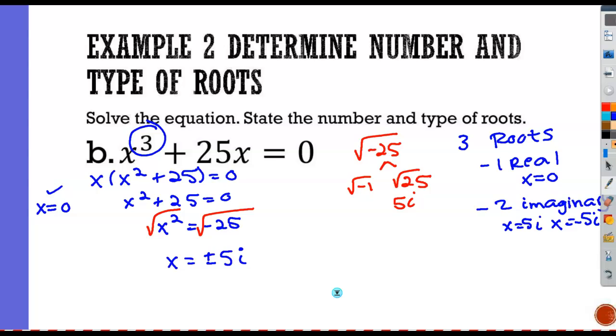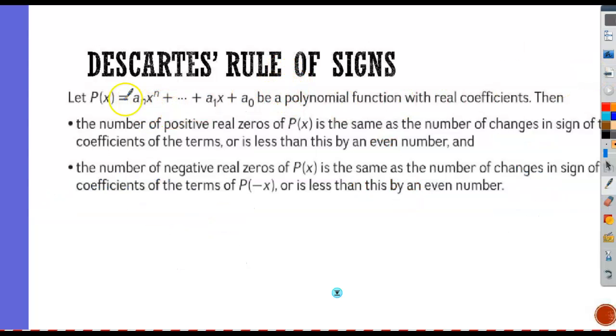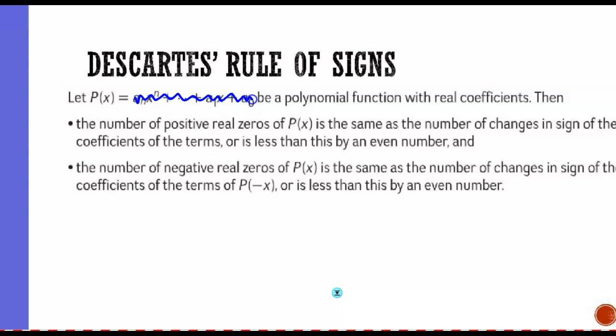Next, we're going to talk about Descartes' rule of signs. And I know this looks very lengthy and complicated, but let me tell you the gist of it. Descartes' rule of signs tells me how many positive real zeros I could have and how many negative real zeros I can have. The number of positive real zeros is going to be the same as the number of changes in sign of the coefficients of the terms, or it can be less than that by an even number. I know that sounds complicated, but I'll explain it more when we do an example.